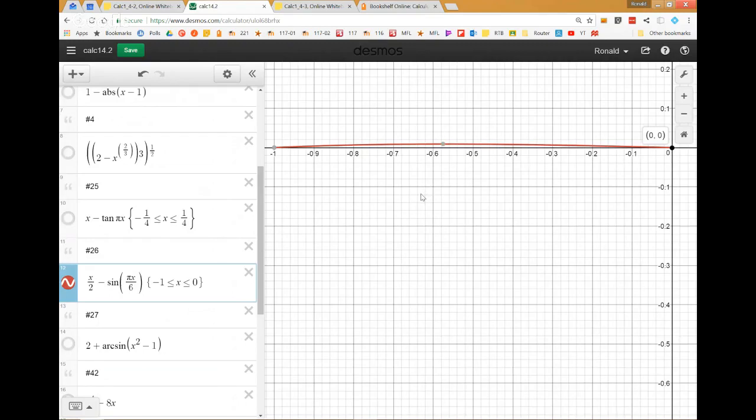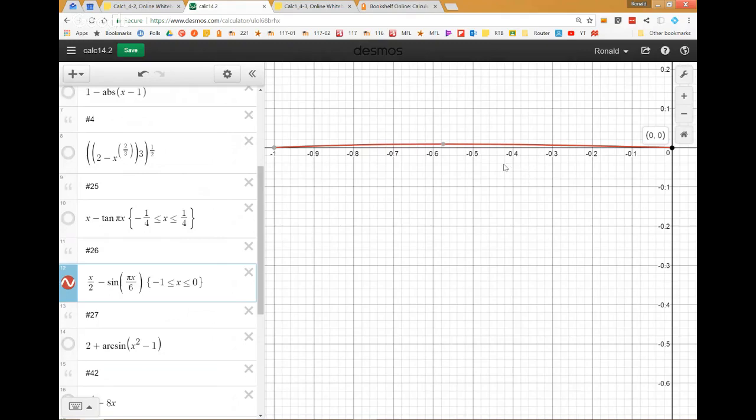Does this work for Rolle's theorem? Well, it's continuous. We don't have any breaks. Is it differentiable? Yep. Do they start and end with 2 points that are the same height? Yep, at -1 and 0. This is going to work. This we could do Rolle's theorem on.